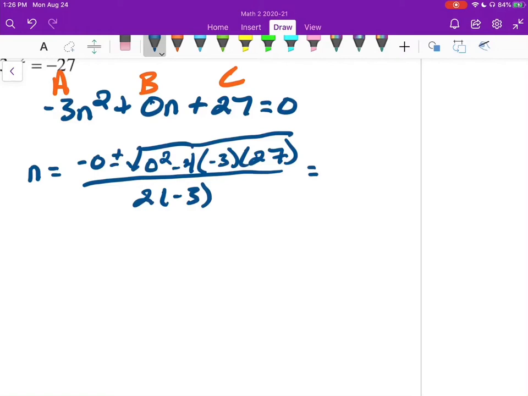So this is the same thing as plus or minus root. I'm going to do 4 times 3 times 27. I got 324 all over negative 6.